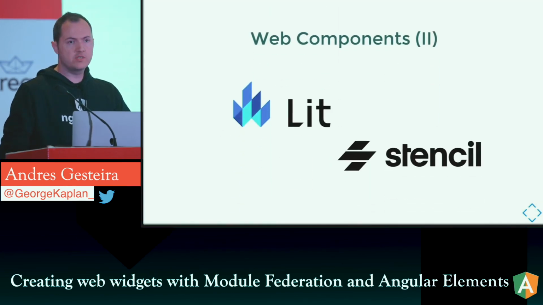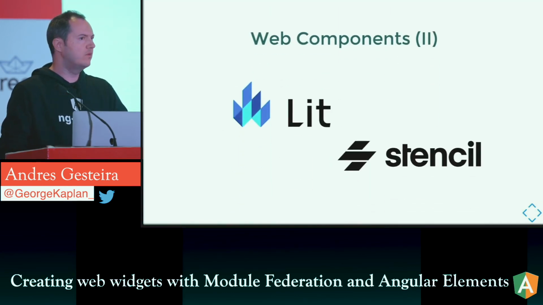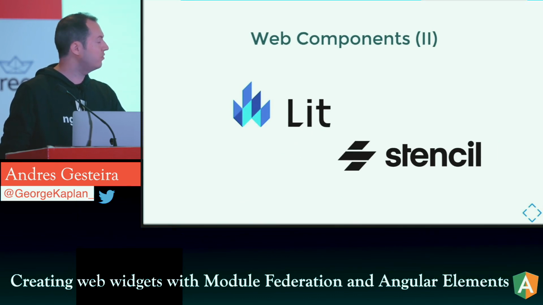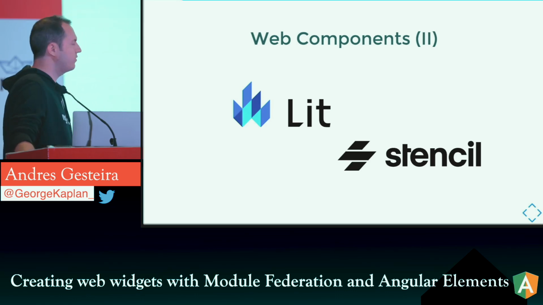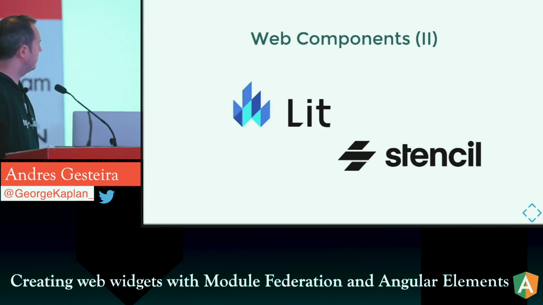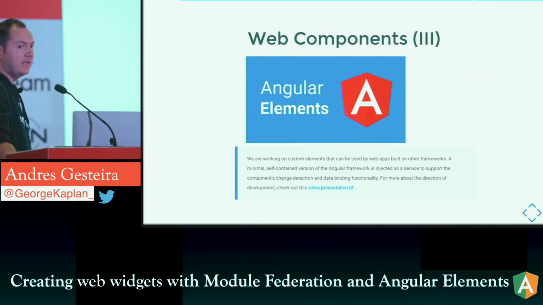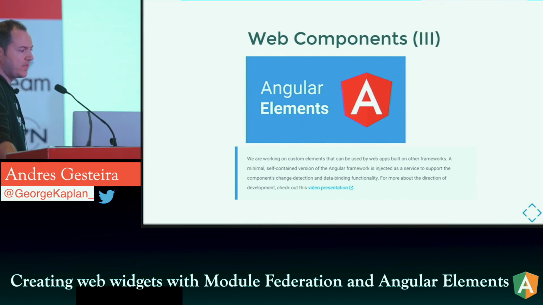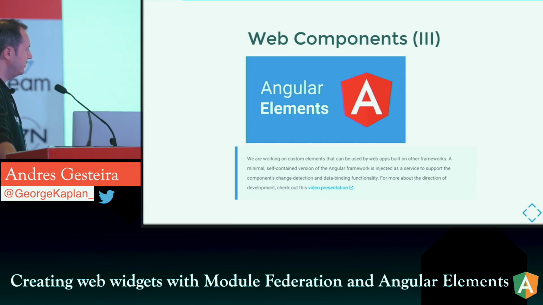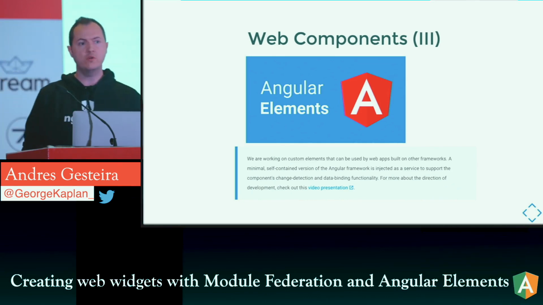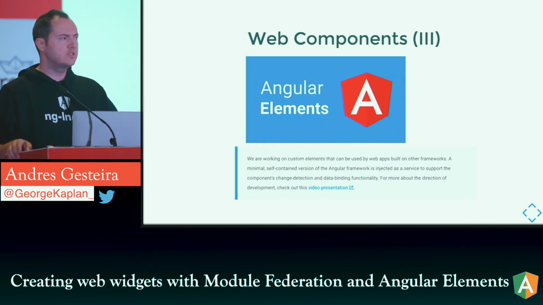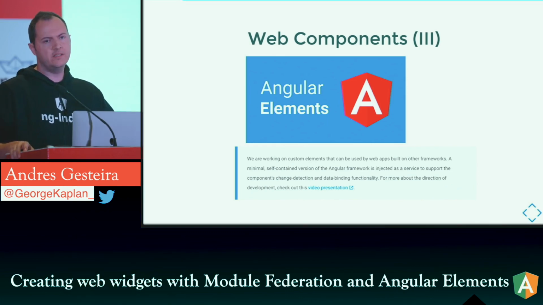So there is, of course, Lit and Stencil. They are both very good technologies to create web components. But since we are using Angular, and maybe one of the requirements in your project is that you have to be using Angular, we should use Angular elements. And Angular elements create microfrontends in a different way. What they do is create a minimal self-contained version of the Angular framework, also of the Angular core, let's say, so that the web components can understand the Angular instructions.